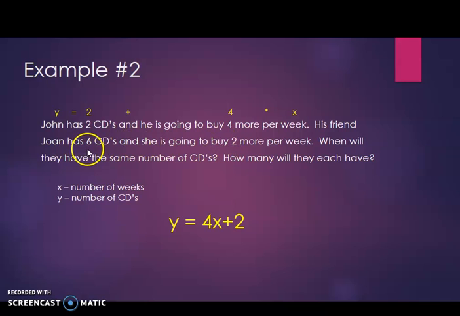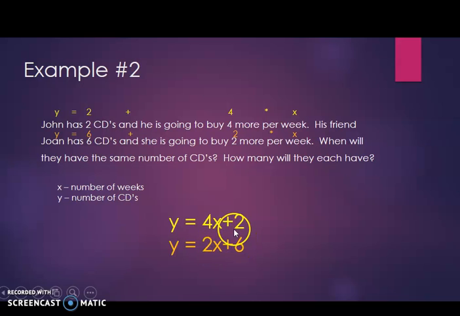Okay, so Graham, help me out. What would be the second equation for Joan? It'd be, she already has 6, and she's going to add 2 more per week. Y equals 2X plus 6. Yeah, Y equals 2X plus 6. So 2X, and then she's already got 6, so she's got 2 times the number of weeks plus 6.